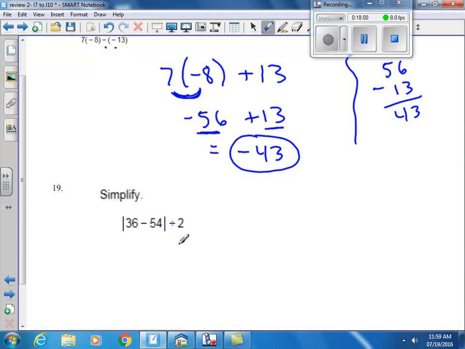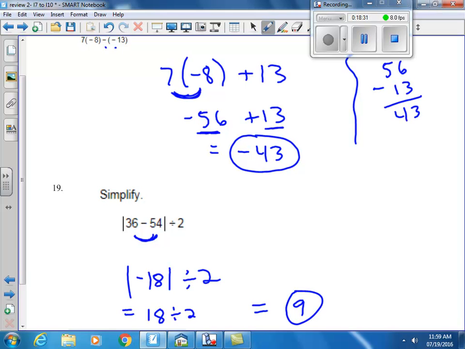Okay, here we have some absolute values, so we're going to take care of our absolute value first. The difference between 36 and 54 is 18, but 36 minus 54, you're thinking is negative 18, but it's in bars. It's in those absolute value bars. So absolute value of negative 18 is 18, and then divided by 2 will send us to 9.